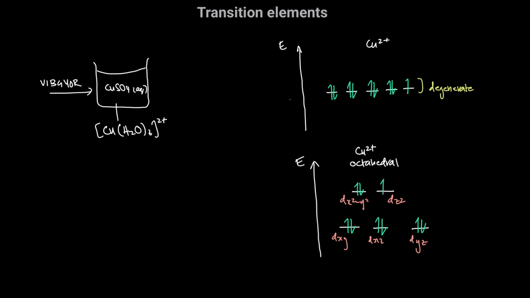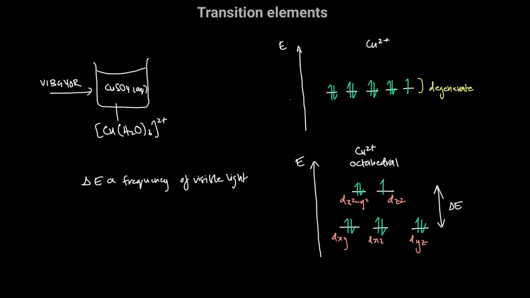Now, how does that work? Over here, let's say that the difference in energy between the lower energy d orbitals and the higher energy d orbitals is delta E. So delta E is the difference in energy between the two sets of d orbitals. And we know that energy is directly proportional to frequency. So in this particular case, this difference in energy will correspond to a particular frequency of visible light.